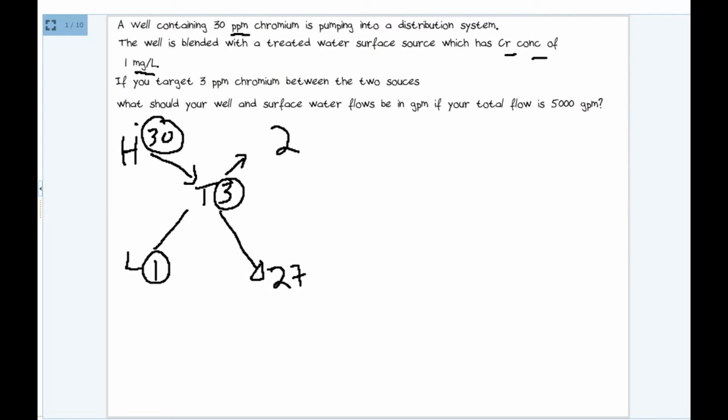And then the next thing that I'm going to do is write it as a fraction on both of them. What goes on the bottom is the difference between the high concentration and the low concentration. So our high concentration is 30, and our low concentration is 1. And so therefore, the difference between the two is 29. That goes on the bottom here.